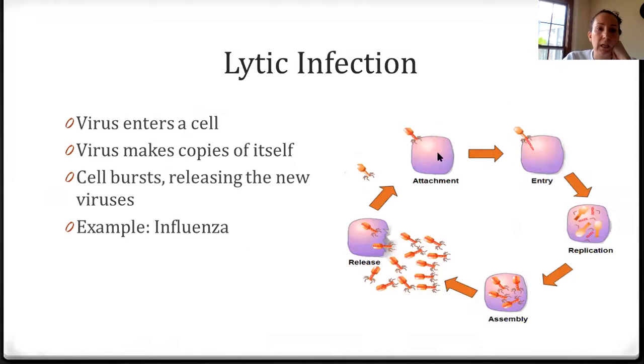Okay. A lytic infection is when the virus enters a cell and makes copies of itself. The cell bursts and then it releases the new virus. So let's see where it pops in. So the virus attaches, the virus enters right here. There's replication inside the cell, assembly, and then the release, like when the cell bursts, and then that can infect a lot of other cells.